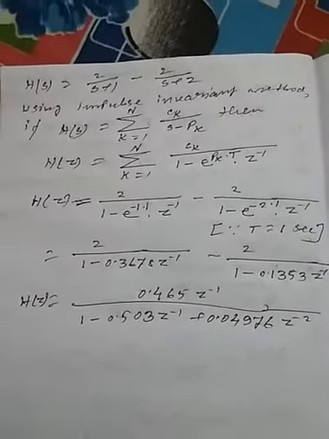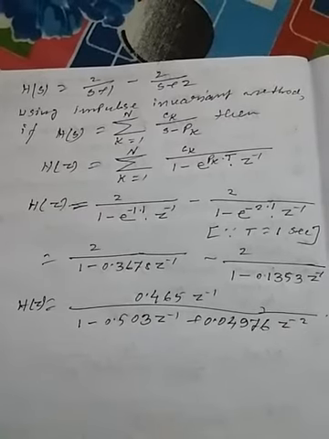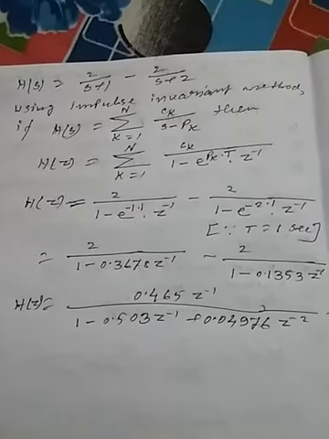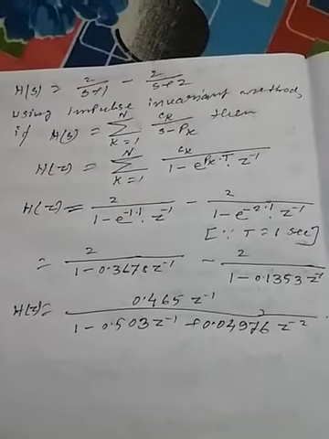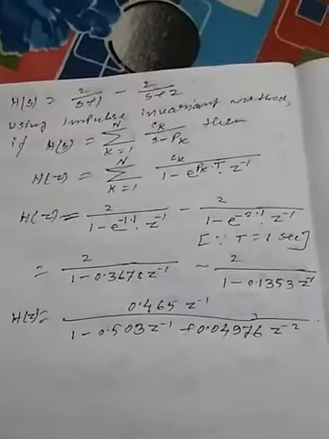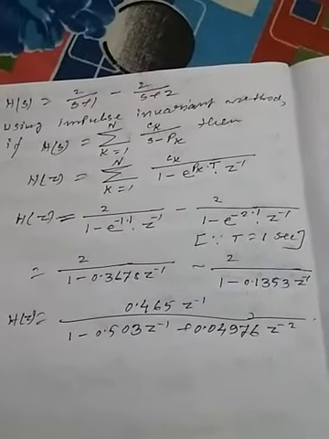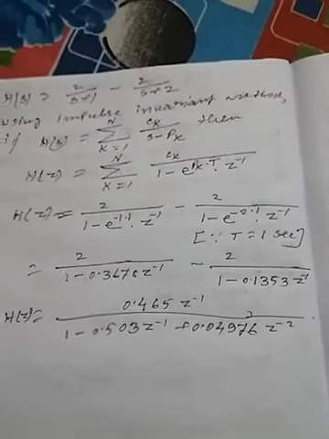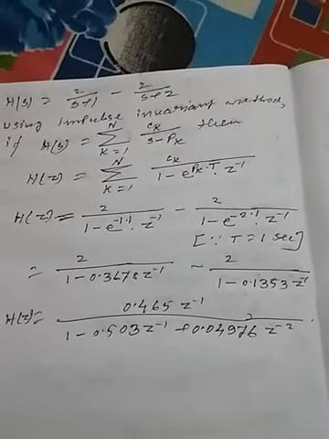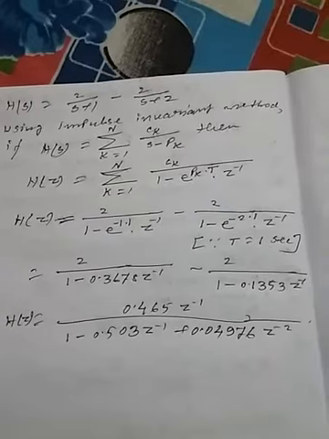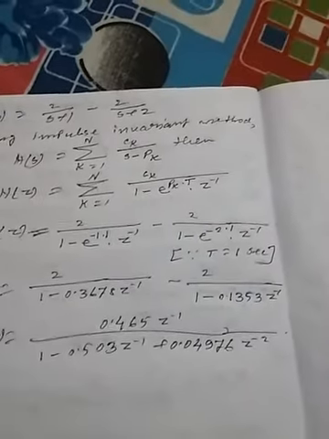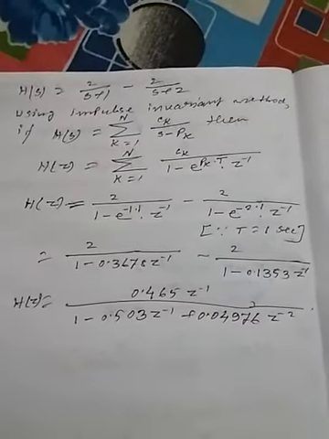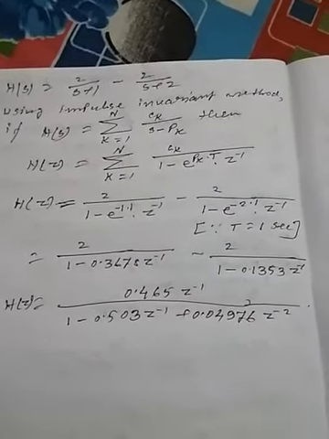In my earlier video, I discussed the impulse invariant method by taking an example. Now, in this video, I will discuss the bilinear transformation method of designing a digital filter, or designing an IIR filter, that is, infinite impulse response filter. There are some steps in this method.